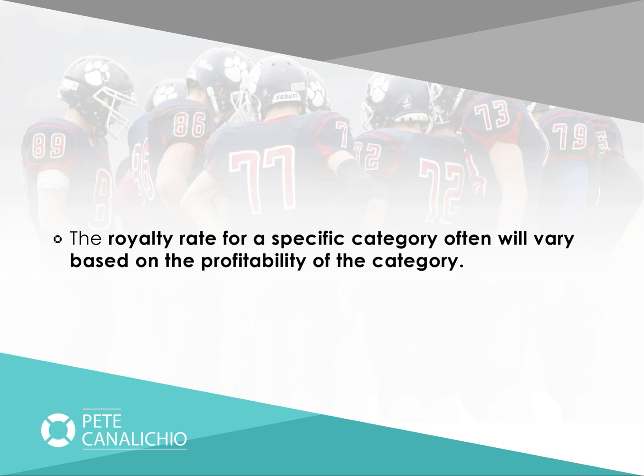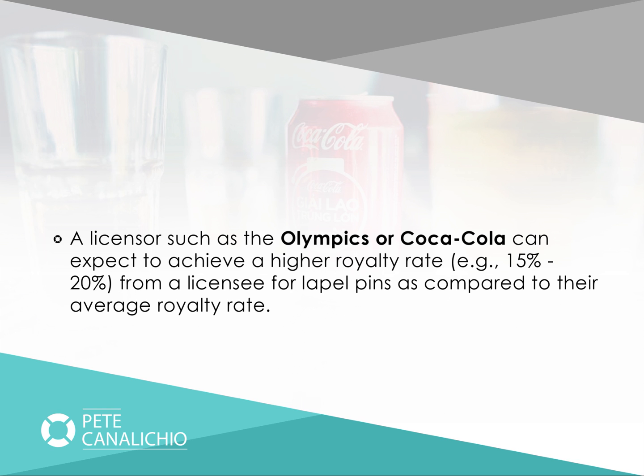In addition to factors such as the strength of the brand, the royalty rate for a specific category often will vary based on the profitability of that category. For example, resin trash can liners traditionally have thin gross margins since the product is predominantly comprised of oil, a commodity. A licensor with a top brand such as Glad, Rubbermaid, or Hefty, wishing to extend their brand into the trash can liner category, should expect to receive a relatively lower royalty rate, e.g. 5%, compared to their overall average.